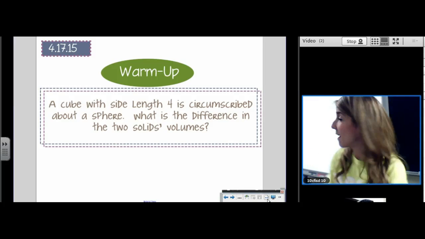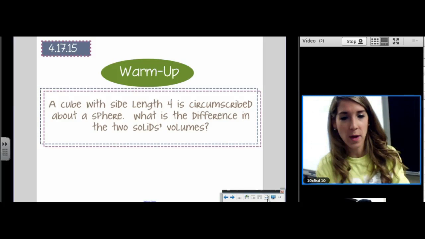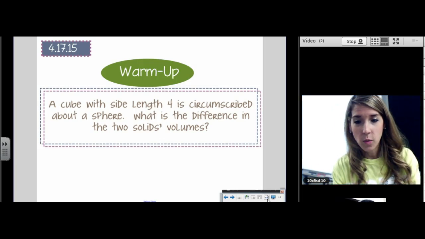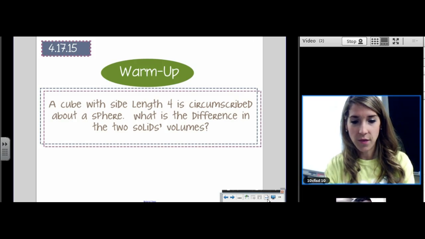So you will definitely have a problem like this on your test. That's why it's a warm-up. We have a cube with side length 4 circumscribed about a sphere. What is the difference in the two solids' volumes?